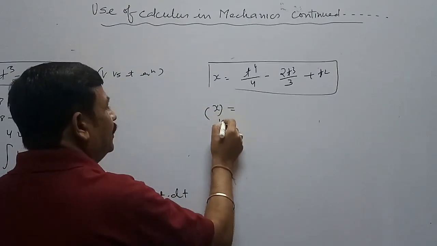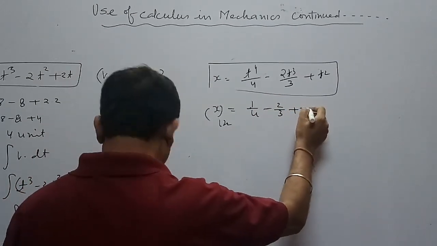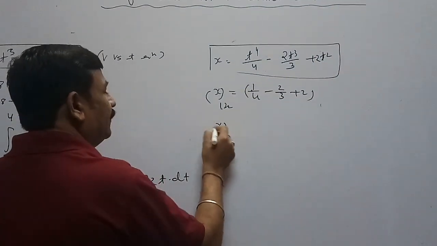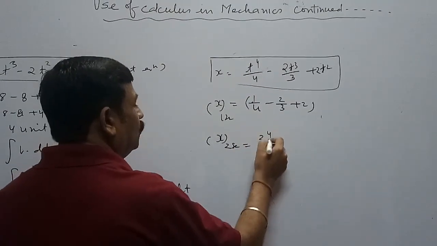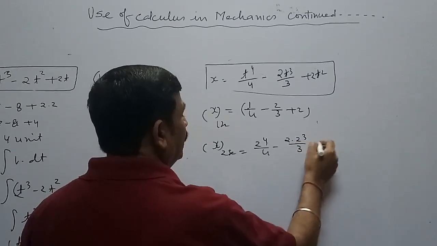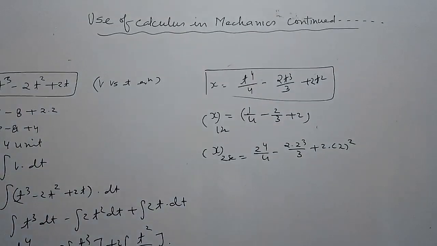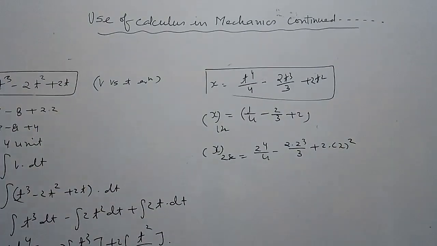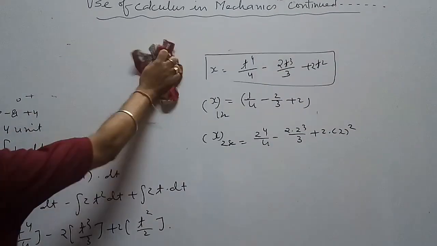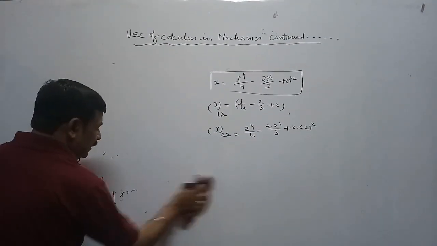So the distance after 1 second will be 1 by 4 minus 2 by 3 plus 1 square. The distance of the body after 2 seconds is 2 to the power 4 by 4, minus 2 into 2 cube by 3, plus 2 square. Anytime you can find the distance traveled by the body by this method. So if you practice at home, you will definitely be able to apply the calculus method in discussing motion.